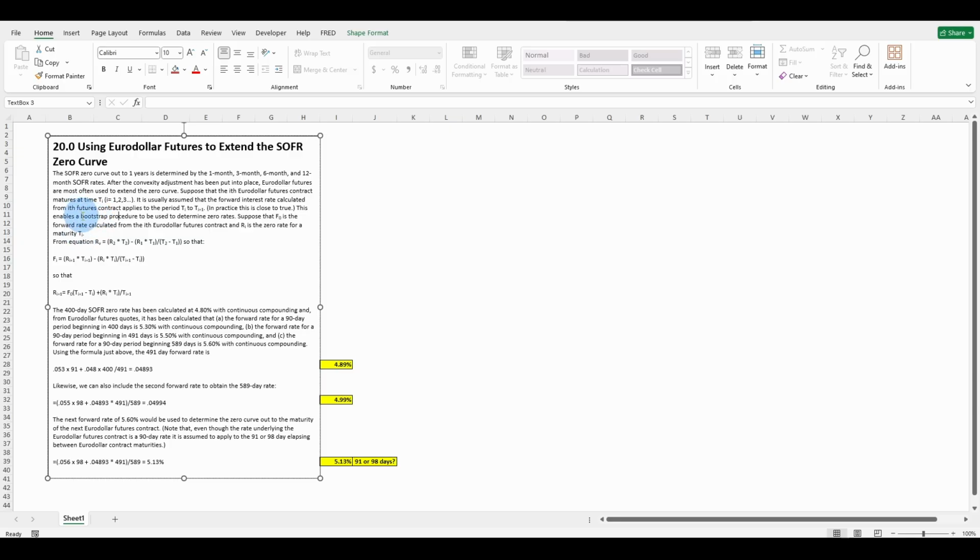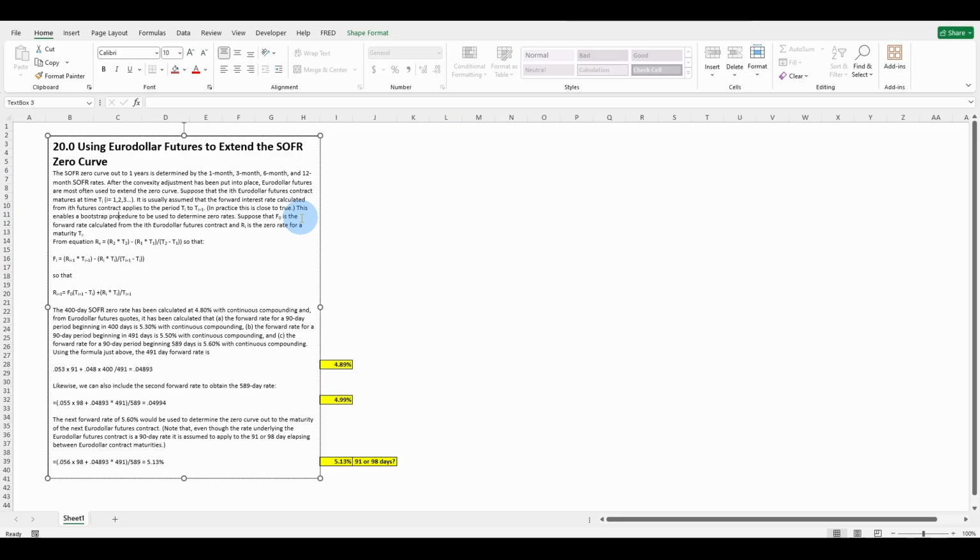Well, welcome to reality. I'm going to introduce bootstrapping in application. So in practice, this is close to true. This enables a bootstrap procedure to be used to determine zero rates. There we go. This is not foreign to you now. I introduced it. It took a little while to get here, but here we are.